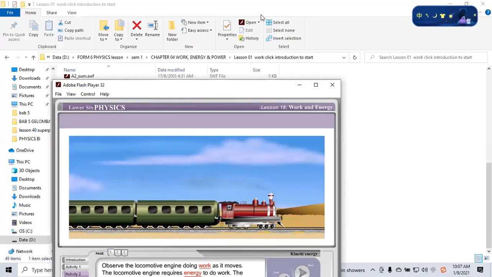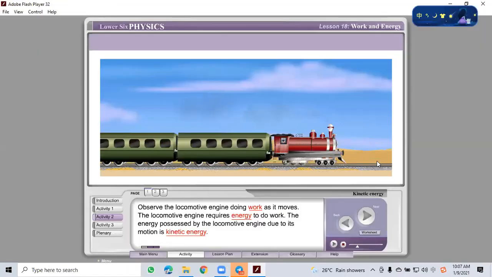Observe the locomotive engine doing work as it moves. The locomotive engine requires energy to do work. The energy possessed by the locomotive engine due to its motion is kinetic energy.